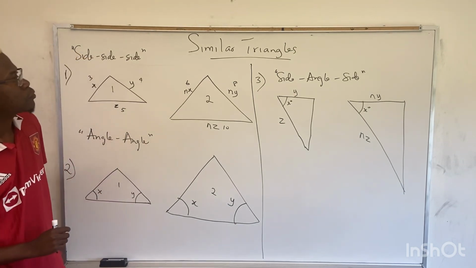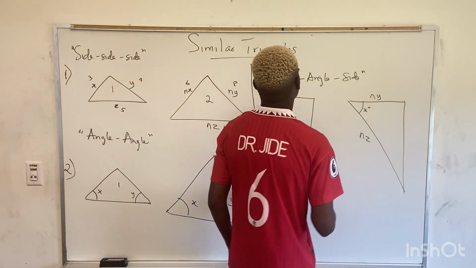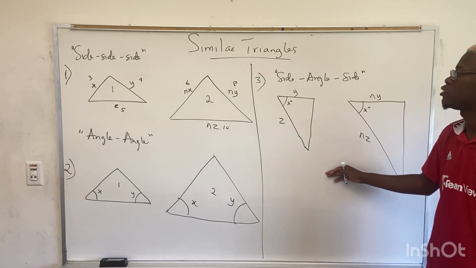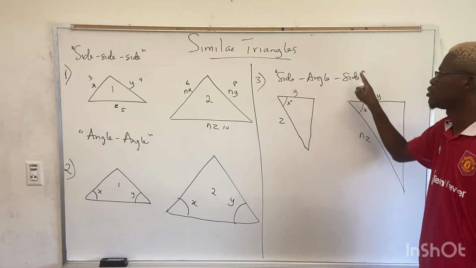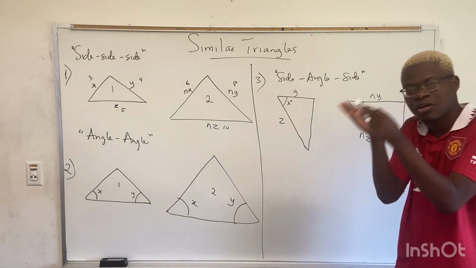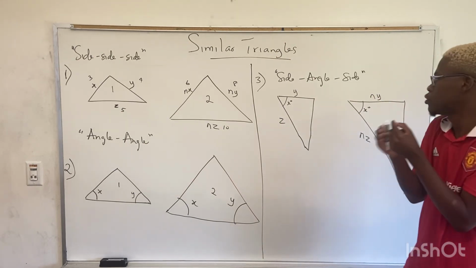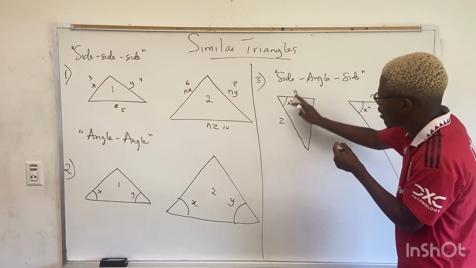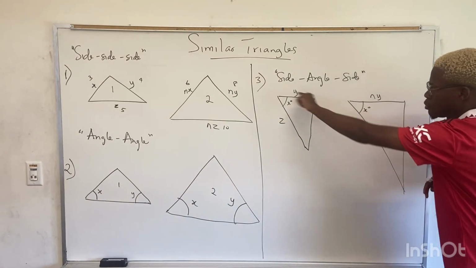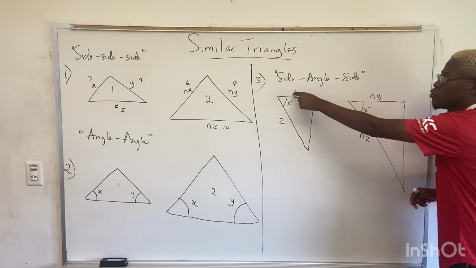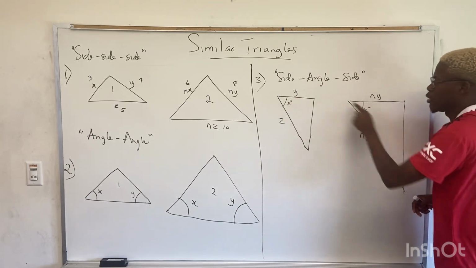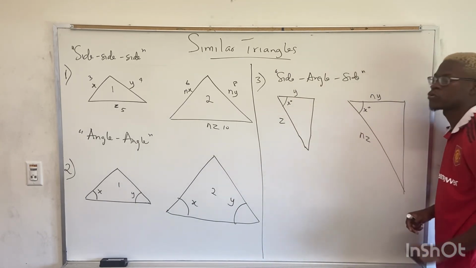Now, the third case of similar triangles is side, angle, side. What does that mean? Two sides and the angle between them. So you see here Y, Z, and X, the angle between them. Then you see NY, the same side but now a factor of this one, and NZ, which is a factor of this one. Then X, the same angle. So these two triangles are also similar.